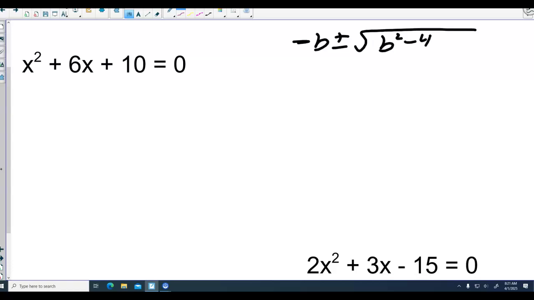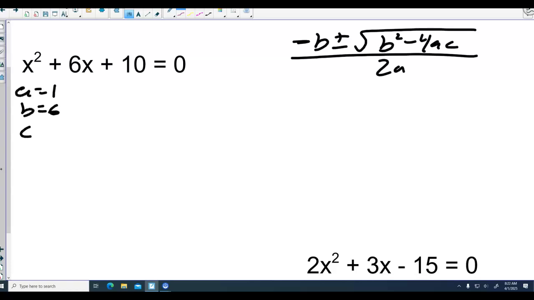I would write the quadratic formula down first. And yes, this should be something you walk into class knowing. A equals 1, B equals 6, and C equals 10. You do not need to get a 1 in front of the x squared. And now we're just plugging the numbers in.